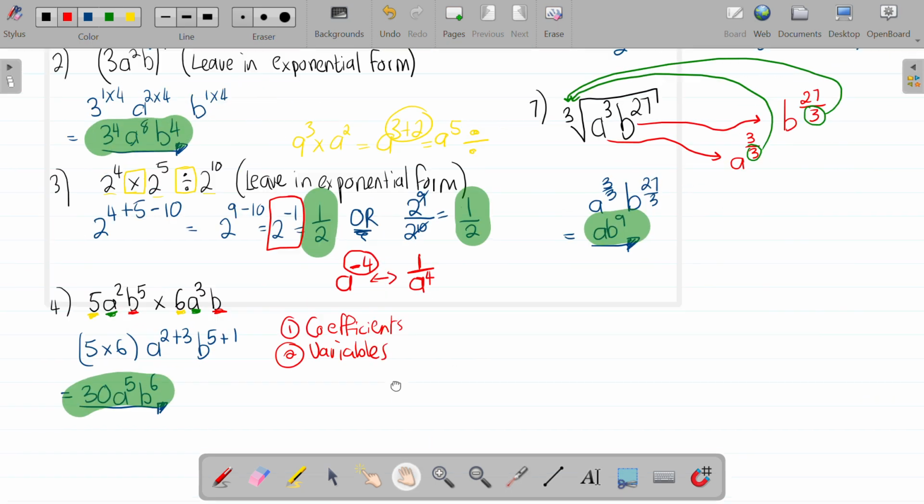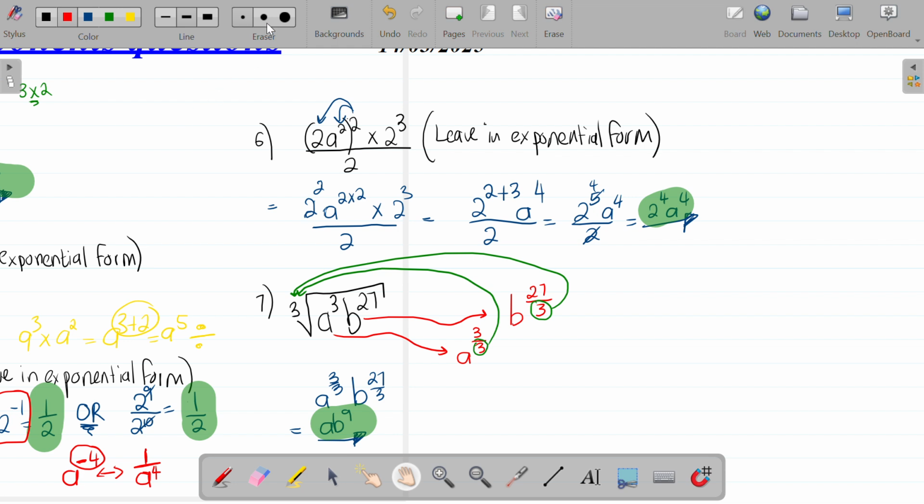All right, guys, let's have a look at my last 2 questions. Let me just erase that, because this is supposed to be number 5 and number 6. Okay, let's have a look here. So number 5 is a little bit more intricate and detailed, so let's have a look together and do it slowly. Firstly, guys, it says leave in exponential form.